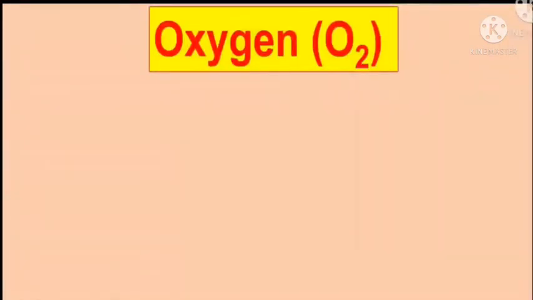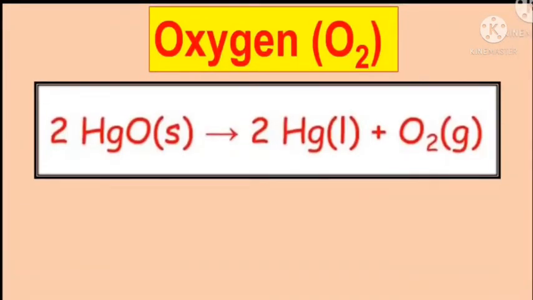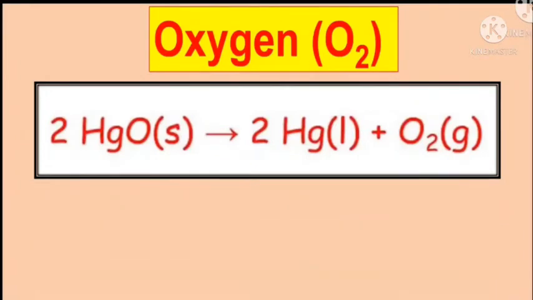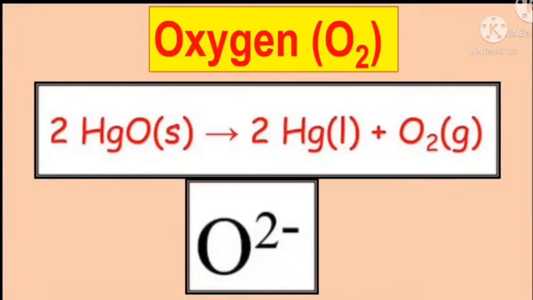It is formed on heating higher metallic oxides or metal nitrates. For example, in this reaction, mercuric oxide on heating produces mercury and oxygen gas. Here, copper nitrate on heating produces copper oxide, nitrogen dioxide, and oxygen gas. Formation of oxygen gas confirms the presence of oxide ion.